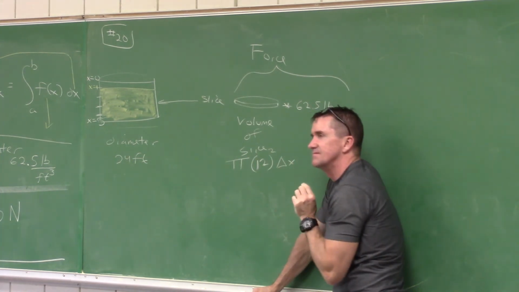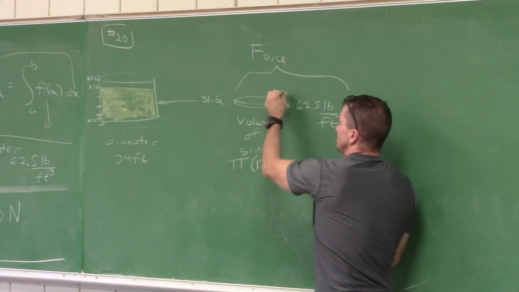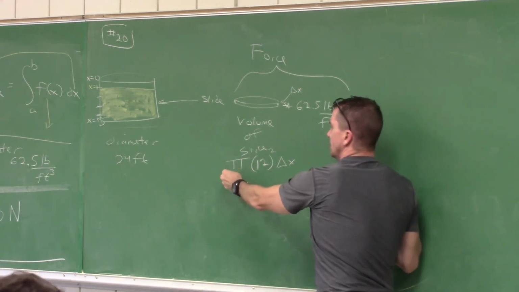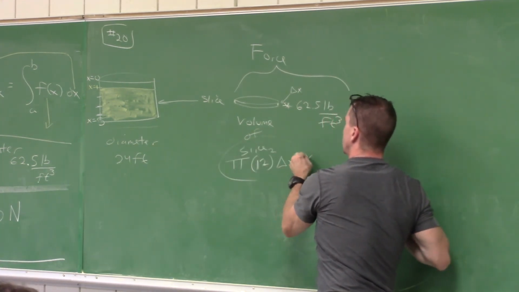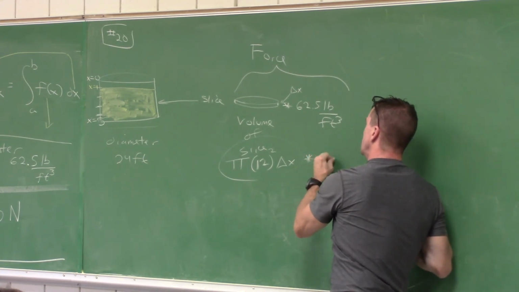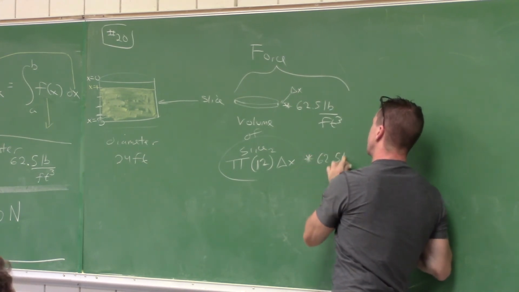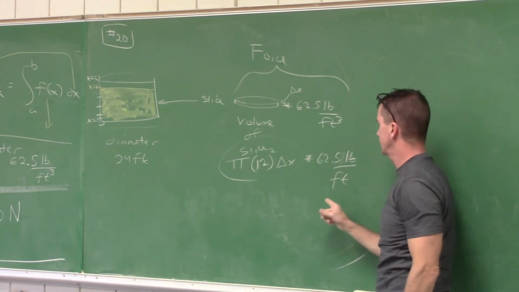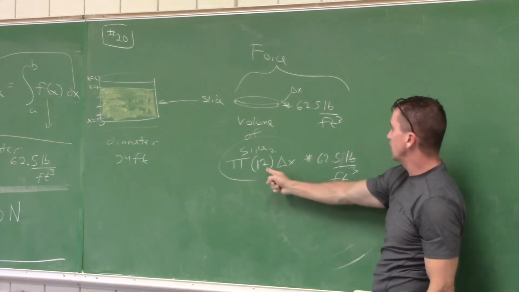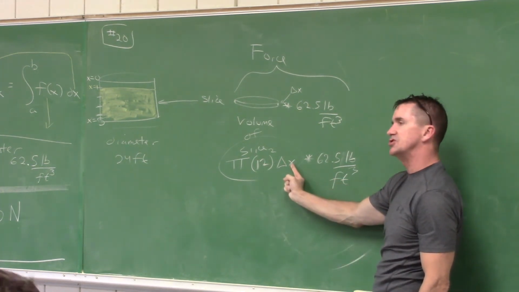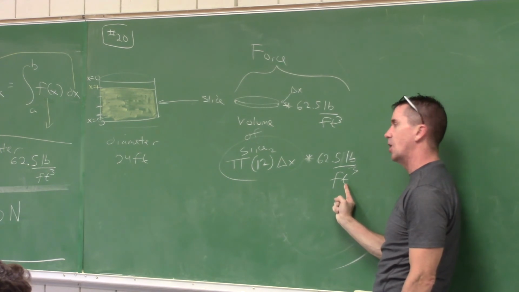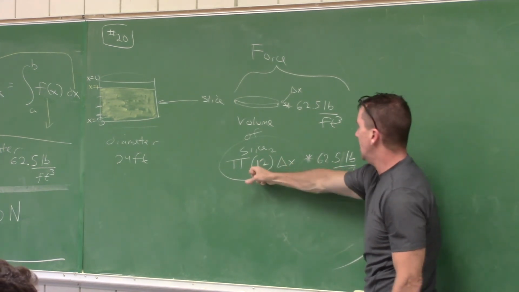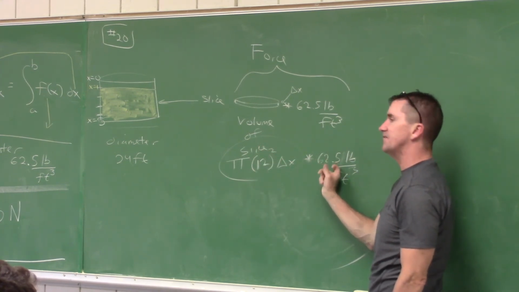Change in x. That's my little height. You can just draw an arrow and go, that height has a change in x. So I take all this right here, and I'll multiply it by the what? 62.5 pounds per cubic foot. All right? And you bet everyone, 12 feet times a change in x feet, all the feet will go away and this will just be in pounds. Cool. So all this will just turn into pi 12 squared, 62.5.